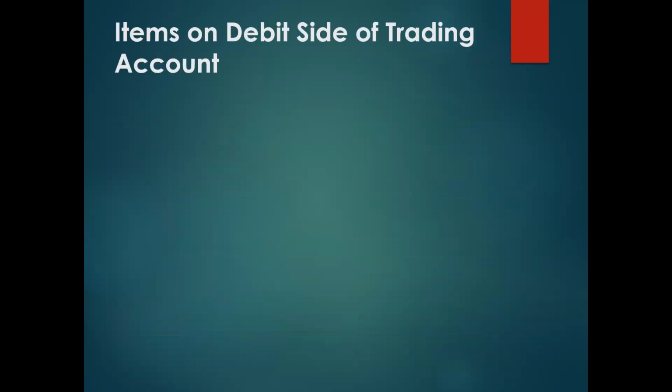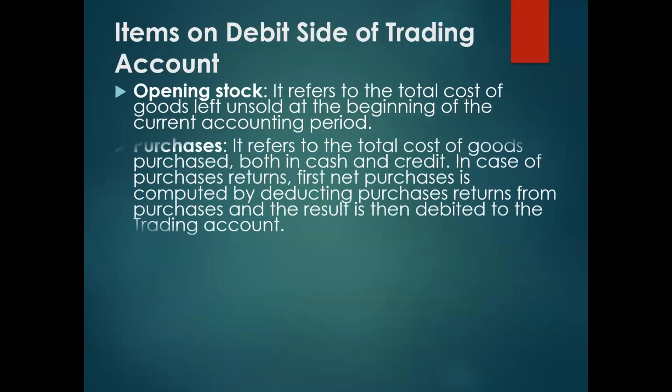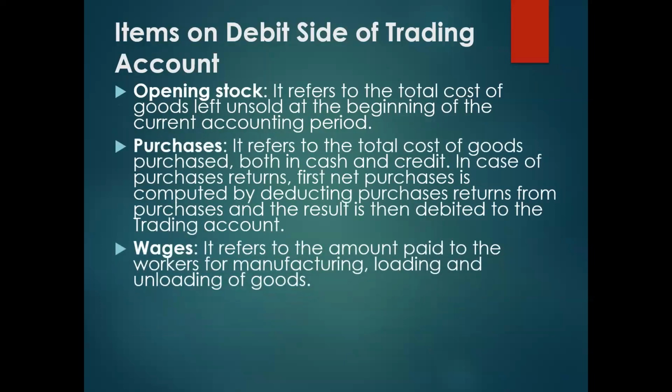Here I have given the details about what has to be mentioned on the debit side of the trading account. That is the opening stock, which refers to the total cost of goods left unsold, and the purchases, all the purchases made by cash transaction or credit transaction, whatever it is. So all the purchases, and the wages.